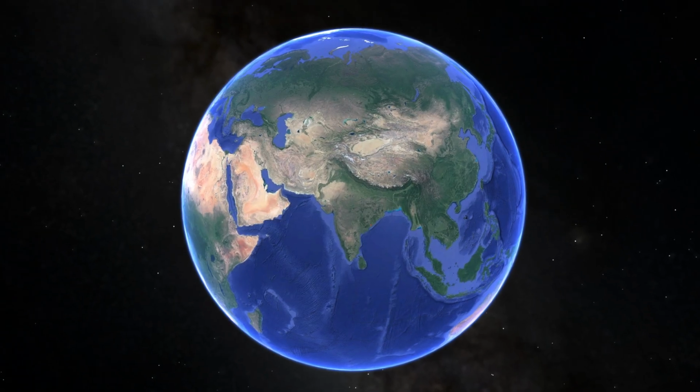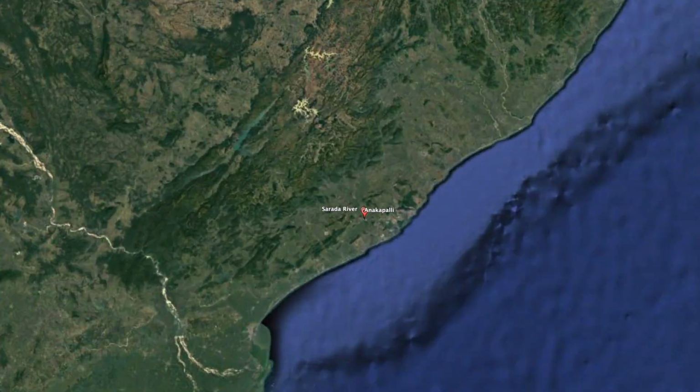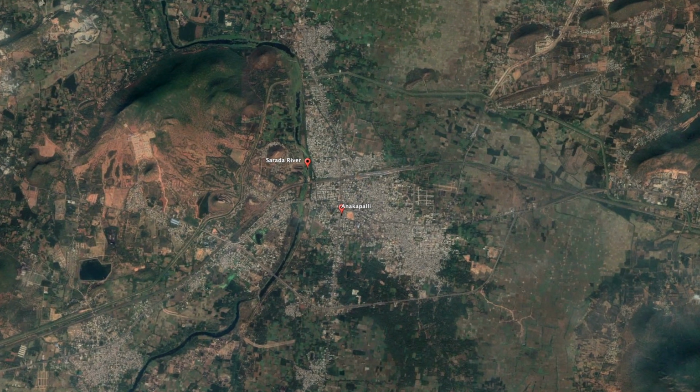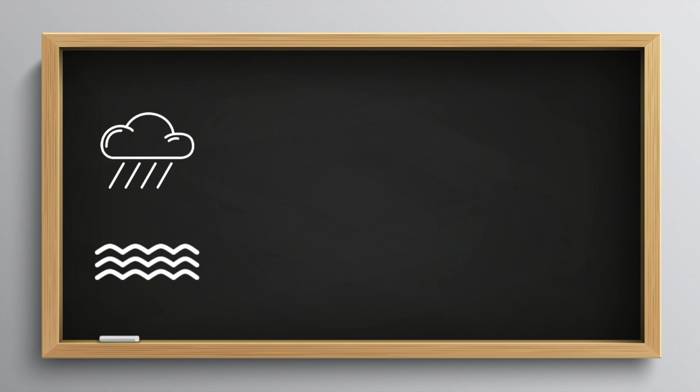The cybernetic hydrologic balance is applied herein to data from the Sarada River Basin, upstream of Anakapali in Andhra Pradesh, India. The basin is positioned between the Eastern Ghats and the eastern coastline of India and features a subhumid climate with a drainage area of 1,980 square kilometers. 11 years of rainfall runoff data are analyzed.